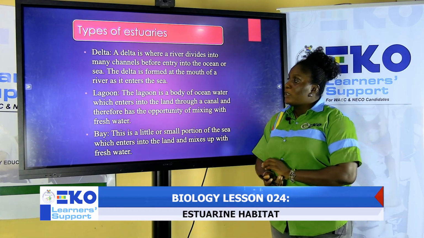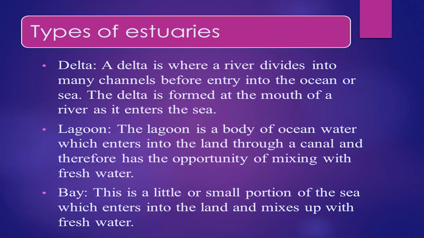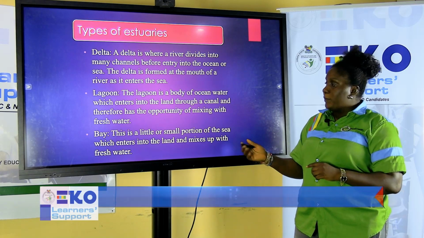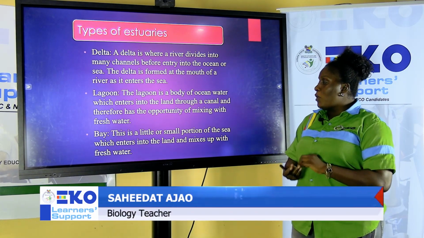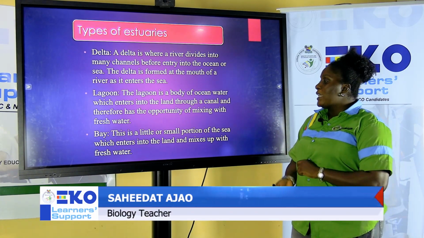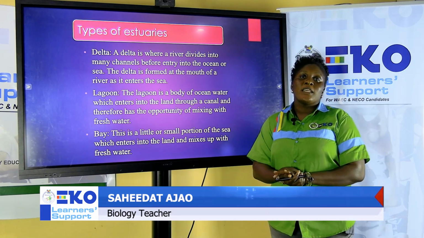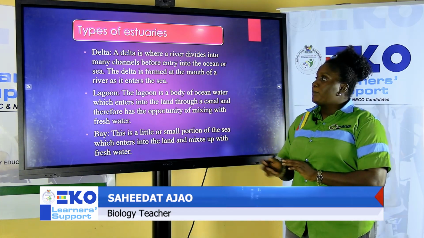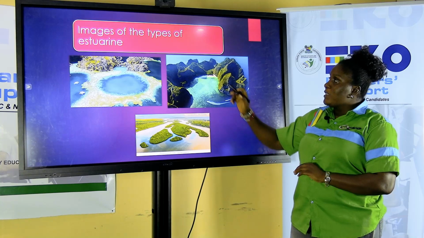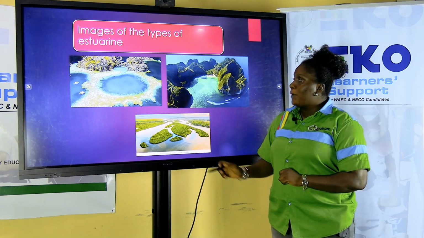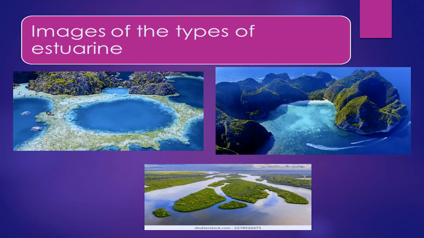Another type we'll be looking at is the lagoon. The lagoon is a body of water which enters into the land through a canal and therefore has the opportunity of mixing with fresh water. Another type we'll be looking at is the bay. The bay is a small portion of the sea which enters into the land and mixes up with the fresh water. So this is the image of different types of estuarine.